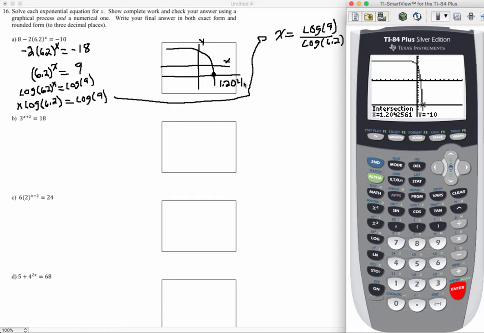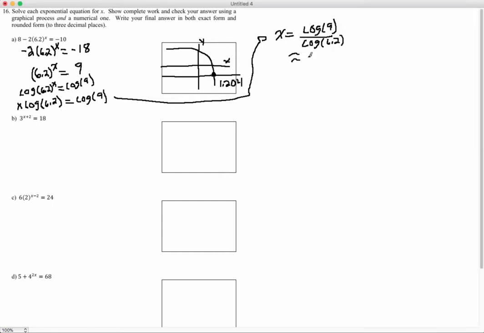Okay, to check this with the numerical one, what they mean by that is I've got to go in and evaluate those logarithms. That way I can see whether or not my calculator agrees from the graphical standpoint as it does with evaluating the logarithms on the calculator. So we're going to take log of 9 and divide that by log of 6.2 and hit enter, and the crowd goes crazy because that is also approximately 1.204.